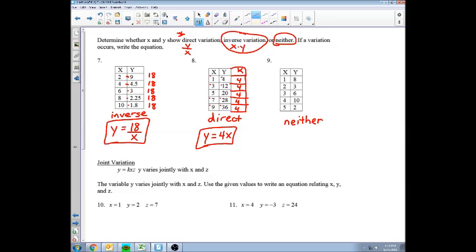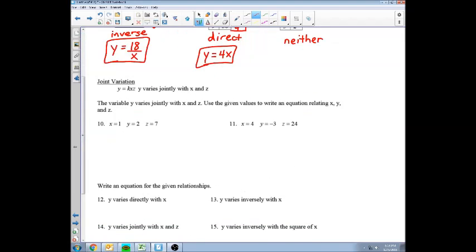If after I multiply x and y together in each line, that comes out to the same number, then I have inverse variation. If that doesn't work, then I'm going to try to take y and divide it by x. If as I take y and divide by x on each row, it comes out to the same number, then I know I have direct variation. Okay? If neither one of those are true, then I have neither.